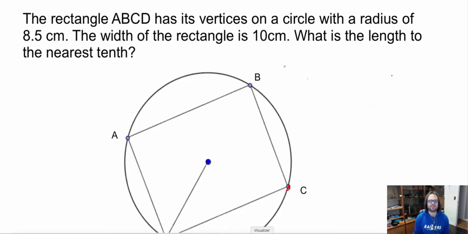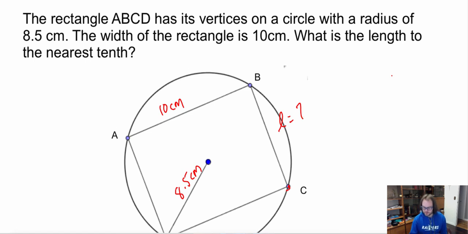So let's look at our last example of the day. In this one here, we have distances, but we're actually needing to use our angle circle properties to help us with these distances. So in this one, we have rectangle ABCD has its vertices on the circle with a radius of 8.5 centimeters. So I'm going to write down what we know. We know this here is 8.5 centimeters. We also know the width of the rectangle is 10 centimeters. I'm going to write this down, 10 centimeters. What is the length to the nearest tenth? I'm trying to figure out this side here.